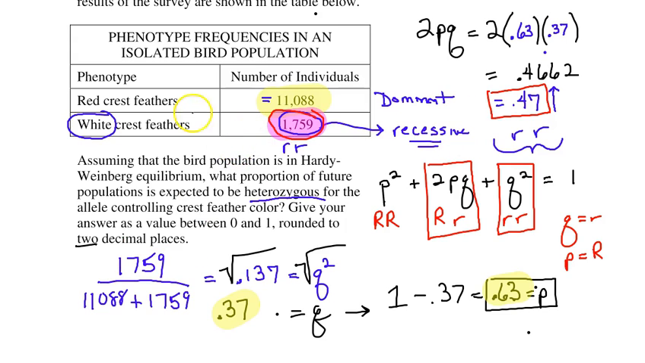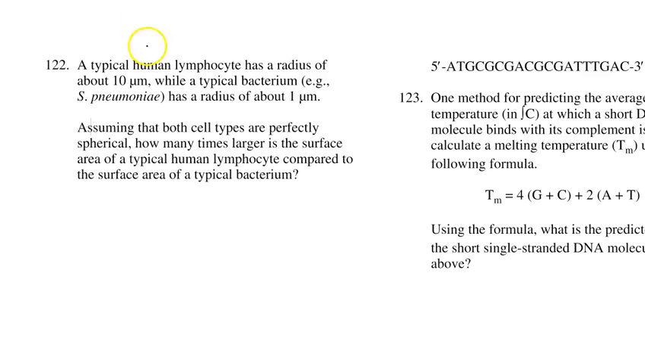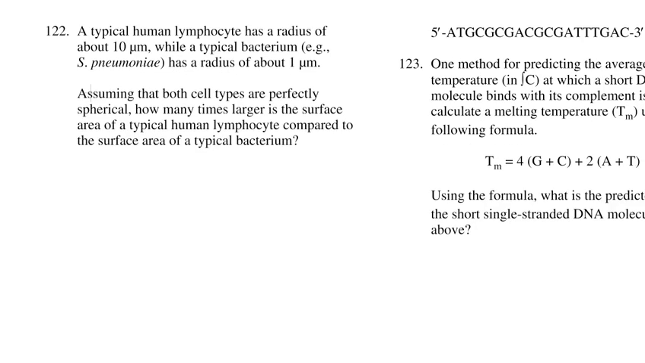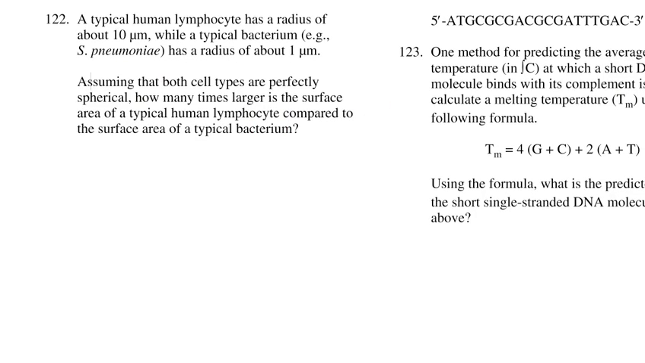So let's go on to the next one. So number 121, a typical human lymphocyte, we should recognize that. It's a white blood cell, has a radius of 10 micrometers. It's not important that you know that symbol, but let's draw a round cell, and let's say its radius, okay, is 10.